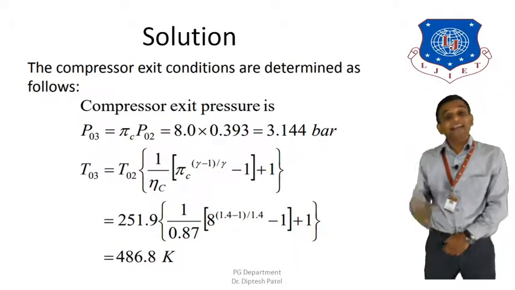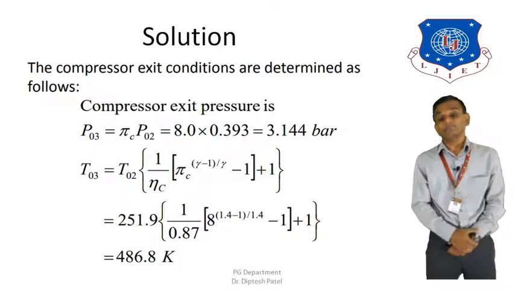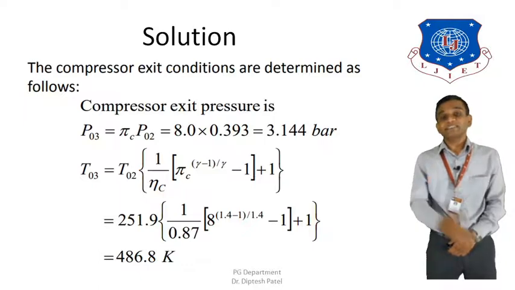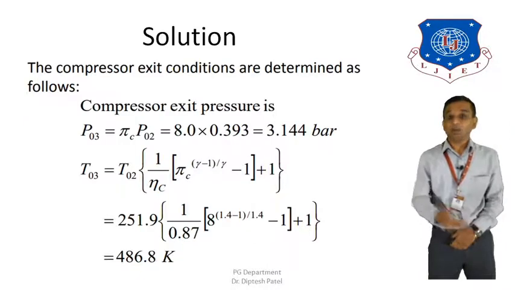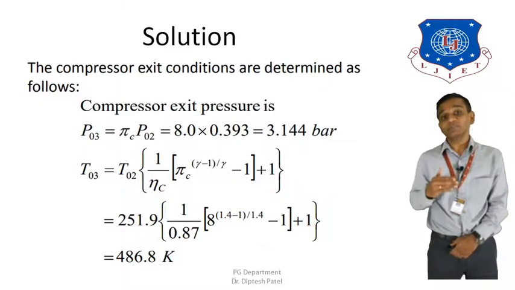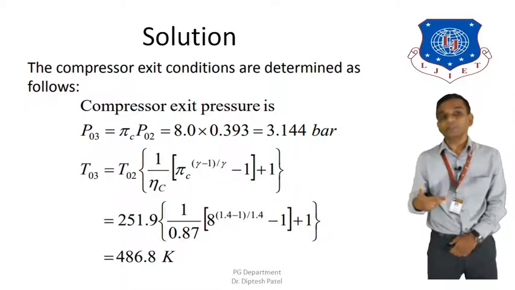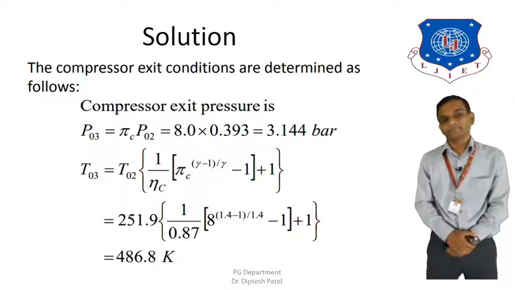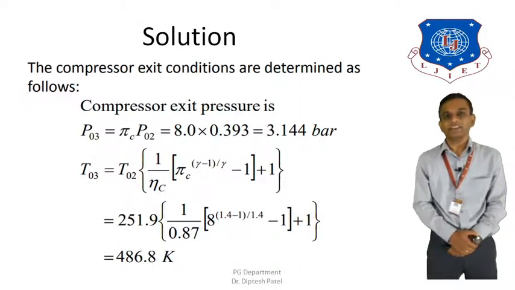The compressor exit conditions are what we need to find out in the next step. For the compressor exit conditions, we use the formula PO3, the outlet of the compressor, equal to pi_c times PO2. The pressure ratio was given to us, and that was 8. So I'm going to use that pressure ratio and the outlet pressure of the diffuser. On the basis of that, I should get PO3 equal to 3.144 bar.